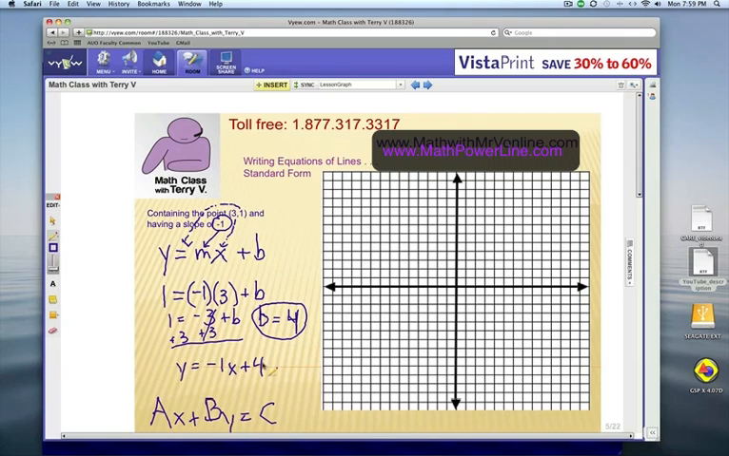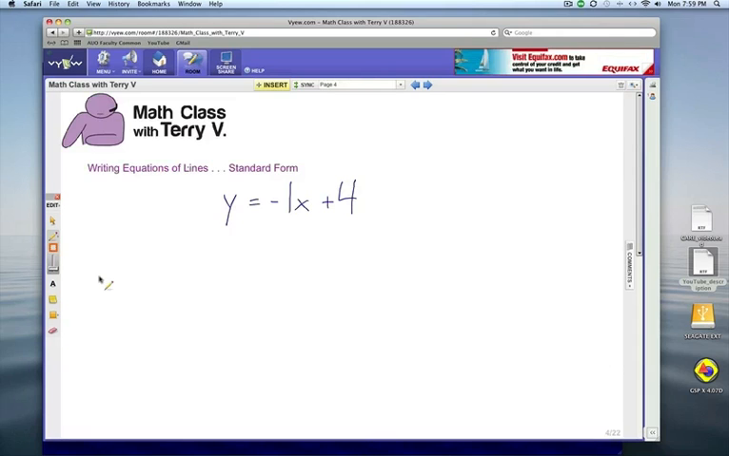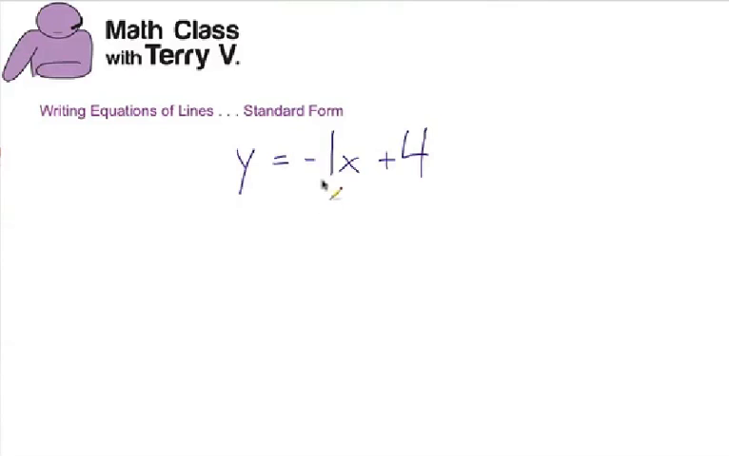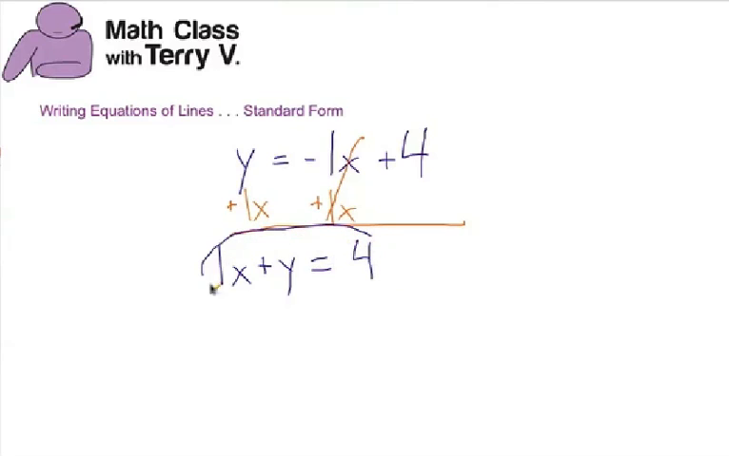Now, to put this in standard form, we just need a little bit of algebra manipulation. So here we go. We want all the x's and y's on one side, and that means we're going to be adding a positive 1x on each side here. The -1x and positive 1x cancel, leaving me with 1x plus y equals 4. So that's the standard form of the equation.